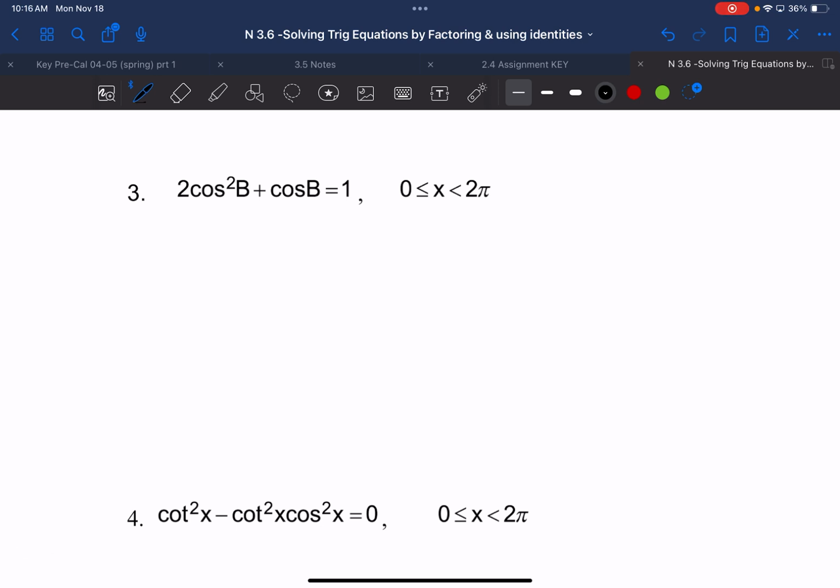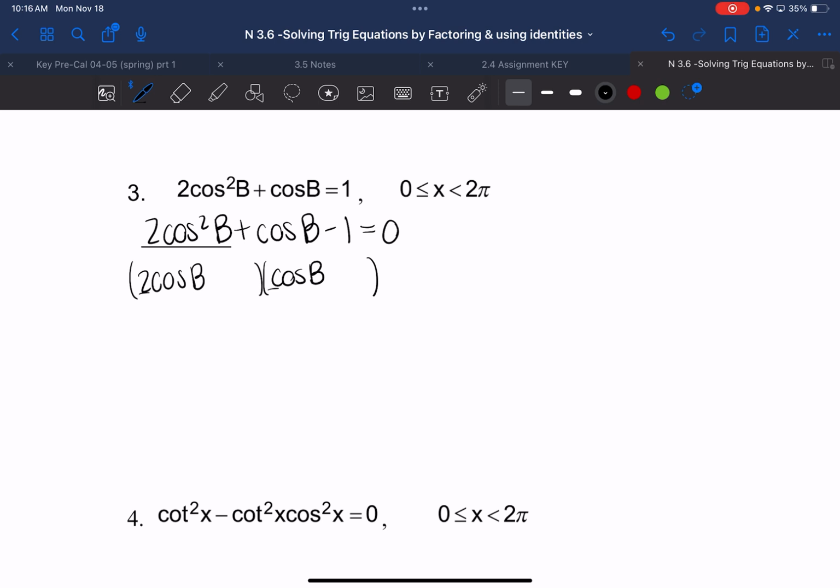Right, so how am I going to fix this? Subtract 1. So I'll have 2 cosine squared of b plus cosine of b minus 1 equals 0, right? Okay. So now we should be able to factor this. So I'm going to take 2 parentheses. And remember, whatever I put at the front of my parentheses comes from my first term. So what would multiply to give me 2 cosine squared? Right. So 2 cosine of b and cosine of b.